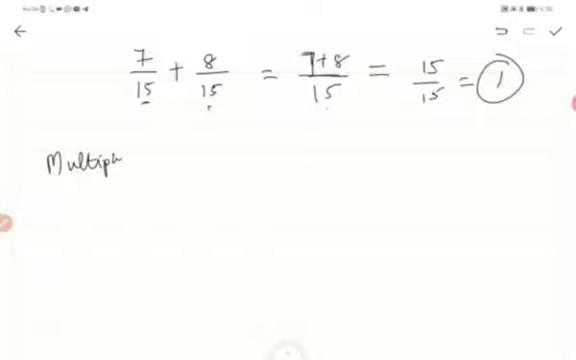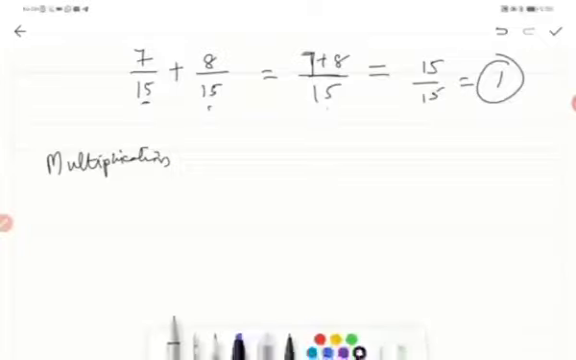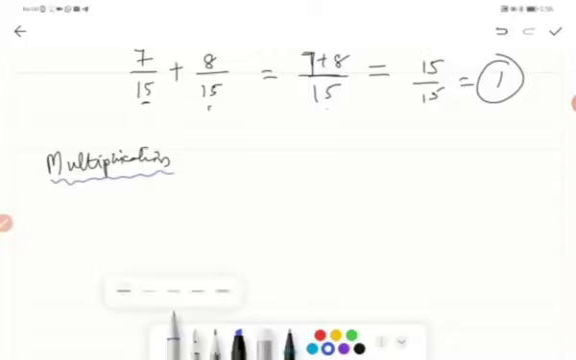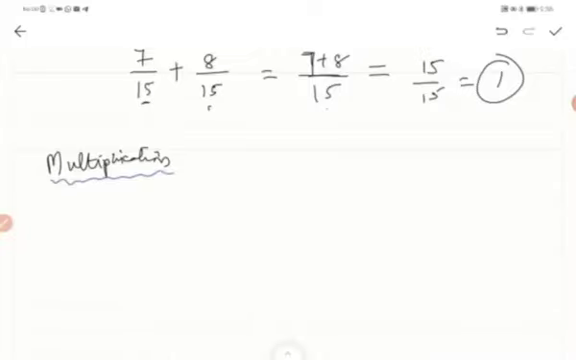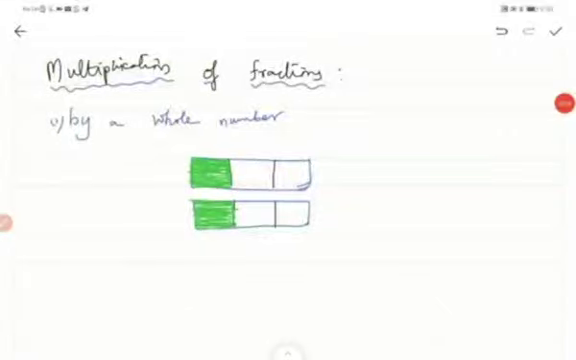Multiplication of fractions is very easy. You don't have to check anything like like fractions and unlike fractions. This is very easy. First of all, let us see multiplication of a fraction with a whole number. First, multiplication of fractions by a whole number.